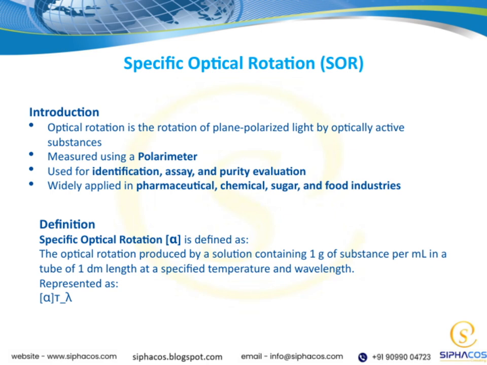This technique isn't just limited to one industry. It's widely applied in pharmaceuticals, chemicals, sugar production, and even the food industry. Each of these fields relies on optical rotation to ensure quality and consistency. So, to sum up, the specific optical rotation gives us a standardized way to quantify how much a substance can rotate plane polarized light, which in turn helps us understand its chiral properties and purity. This measurement is fundamental in many industrial and research applications.